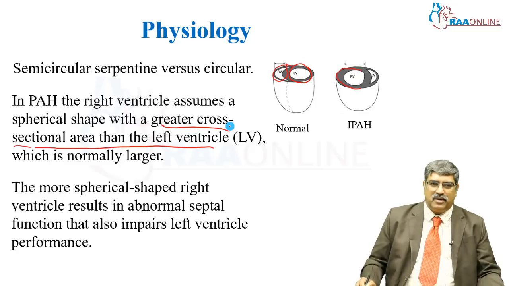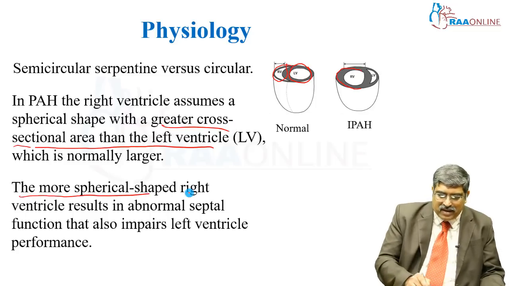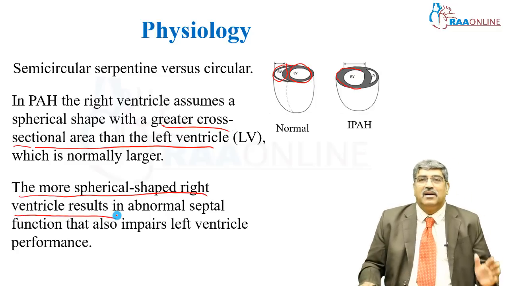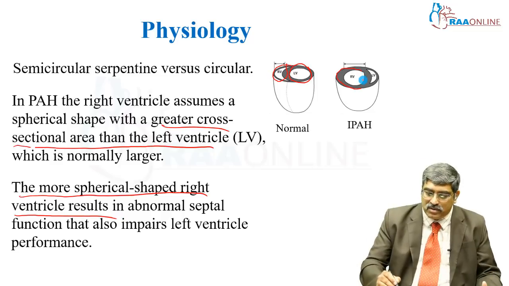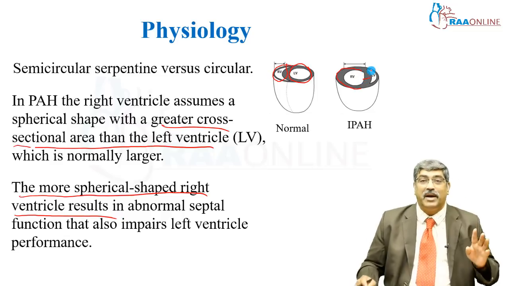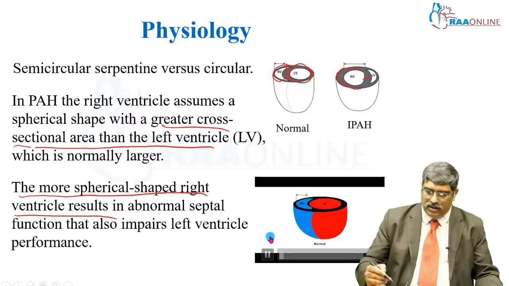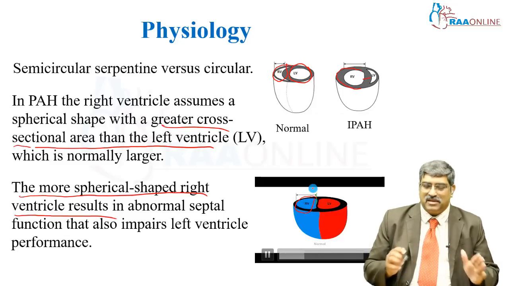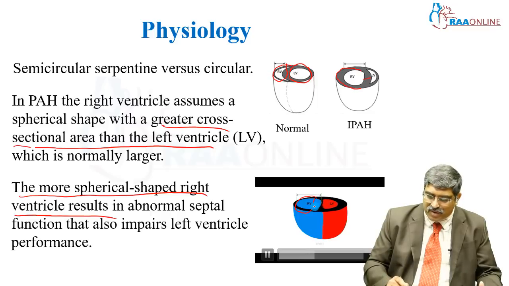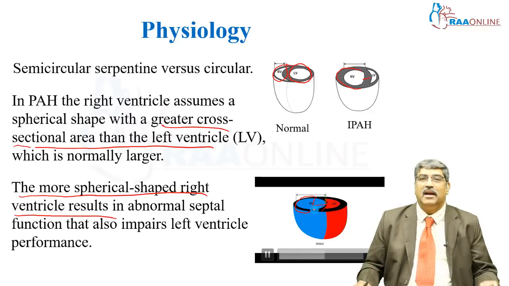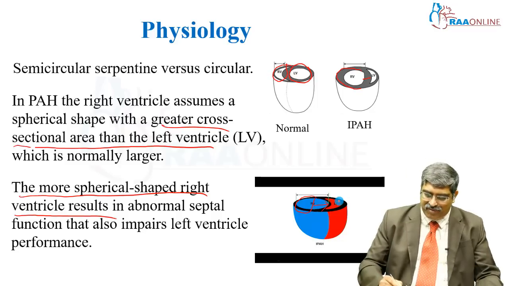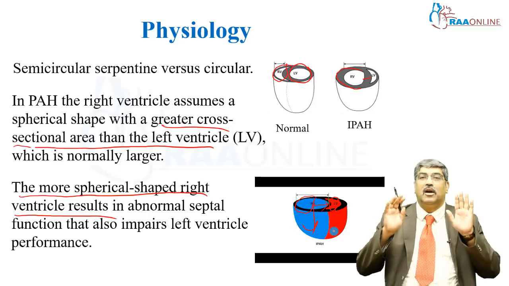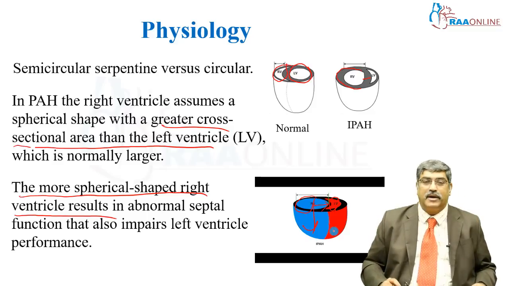Not only that, the more spherical shaped right ventricle results in an abnormal septal motion which impairs left ventricle. Here you can see the semicircle of right ventricle. As PAH sets in, it pushes the septum towards the left ventricle and impairs the left ventricle function also. So in PAH, not only does the right ventricle output come down, but the left ventricular output is also altered.